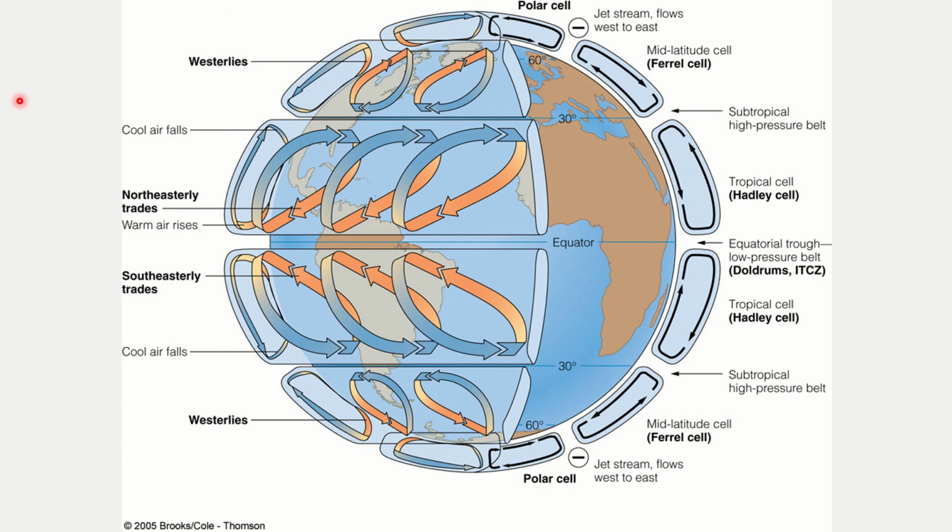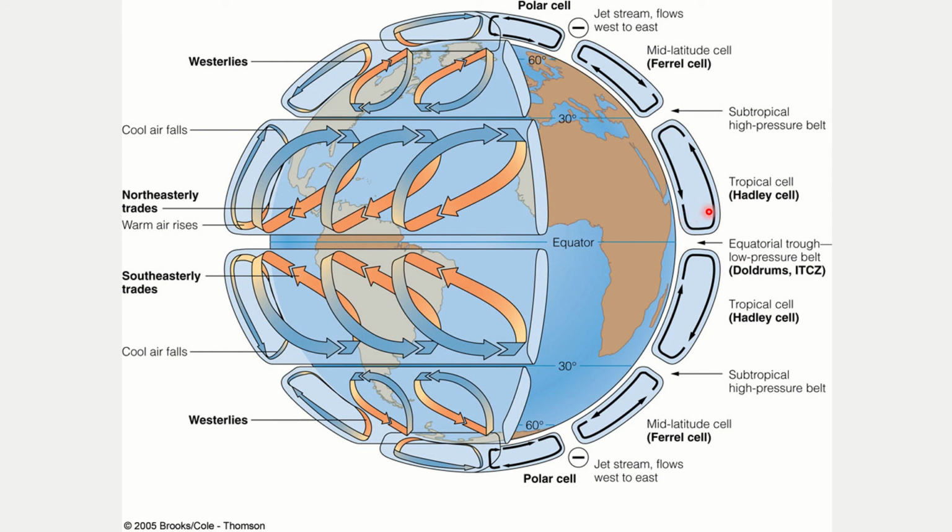Right, now if I'd started this lesson just showing you this diagram, you'd probably freak out. But hopefully now you can start to make sense of something as complex as this. There are three cells: Hadley, Ferrel, and polar. The Hadley cell has warm rising air spreading, getting cold, sinking, and returning into the Hadley cell as a surface wind.